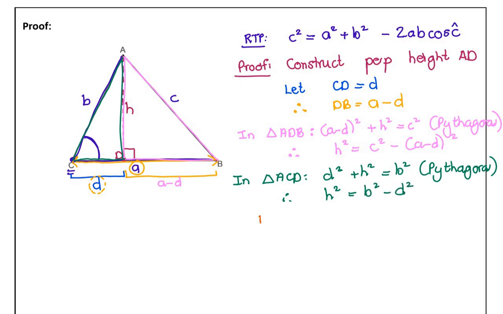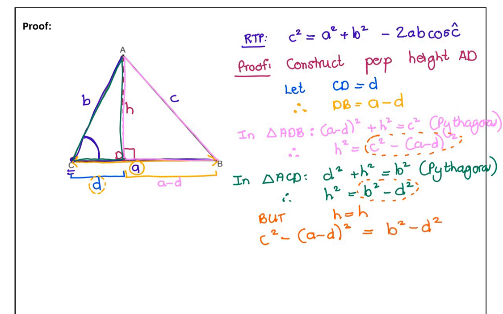Okay, and this is similar to what we've done before, h equals h. They're the same thing. I'm talking about the same height here. So this expression for h has to be exactly the same as my second expression for h, because these two h's are the same thing. So c squared minus (a minus d) squared, which I got in my first triangle, must be the same as b squared minus d squared.